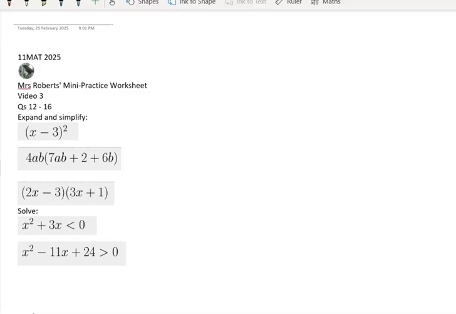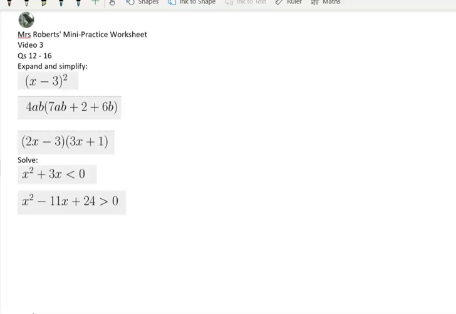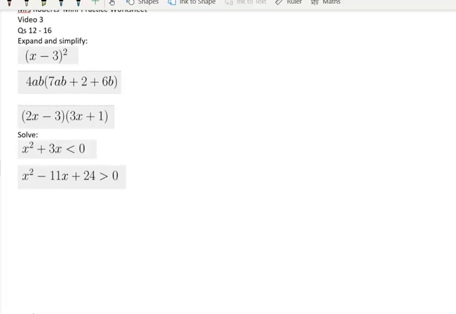Mrs. Roberts' mini practice worksheet. I think these questions are actually easier than the ones that we had right at the end of video 2. And at the end of video 2, I rushed through how to do grouping on quite a hard quadratic. So for that, I recommend that you go and find my video on factorising by grouping. If you can't find it, send me an email and I'll point you in the direction and give you the URL for it.